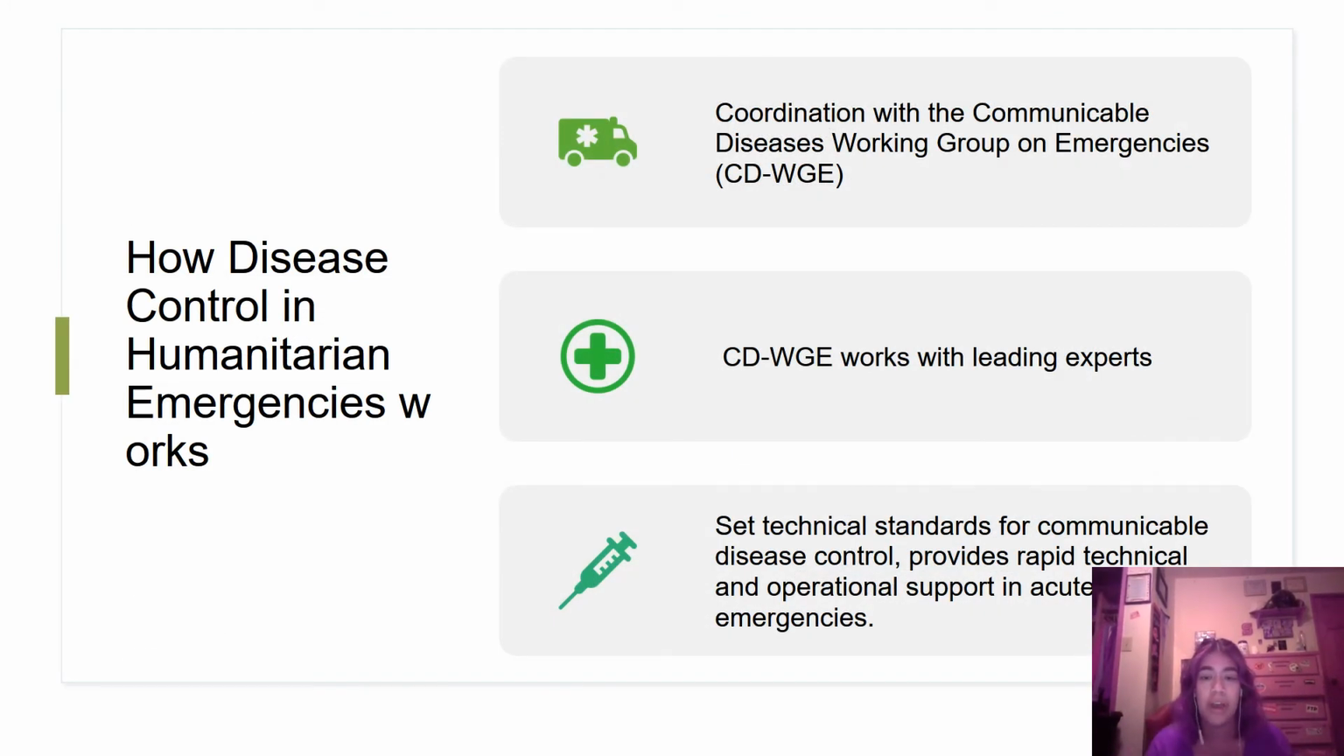And I want to touch on how the disease control and humanitarian emergencies works. So they coordinate with the communicable disease working group on emergencies. That specific group works with leading experts in areas such as diarrheal diseases, malaria, acute respiratory infections, TB, human immunodeficiency virus, immunizations, and so much more. And they're the ones that set technical standards for communicable control, rapid technical and operational support during these emergencies.